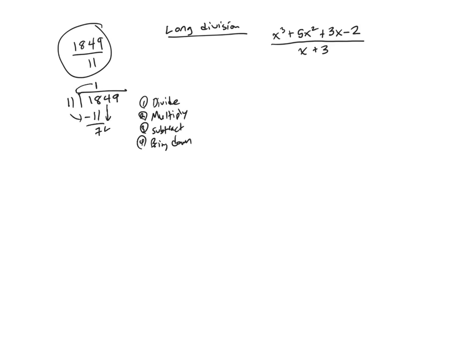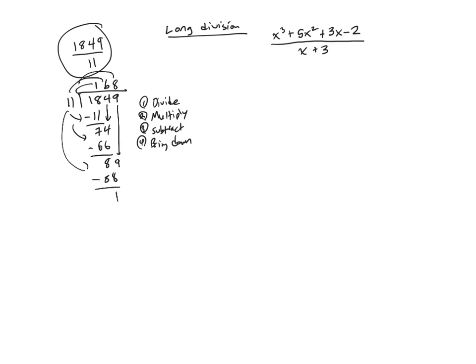So bringing down the 4. And then we repeat the process. An algorithm is a set of steps you can repeat over and over again to accomplish a goal. So 11 goes into 74 6 times. 6 times 11 is 66. 74 minus 66 is 8, and we bring down the 9. Then we see 11 goes into 89, 8 times. 8 times 11 is 88. 89 minus 88 is 1, and we don't have any more numbers to bring down.